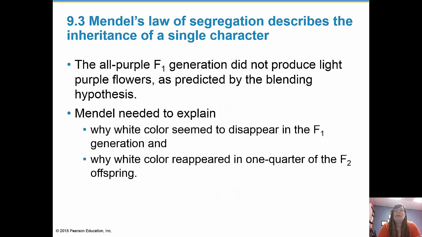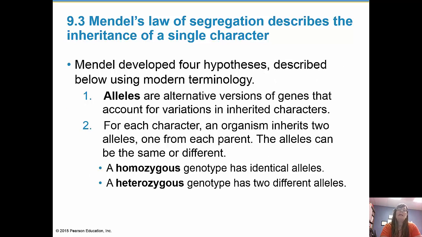So the all-purple F1 generation did not produce flowers in between as predicted by the blending hypothesis, which basically stated that if you cross two different alleles, you get something in the middle. So Mendel had to explain why the white color wasn't apparent in the F1 generation and why it reappeared in the F2 offspring. So he developed 4 hypotheses, and these are described using what we know now.